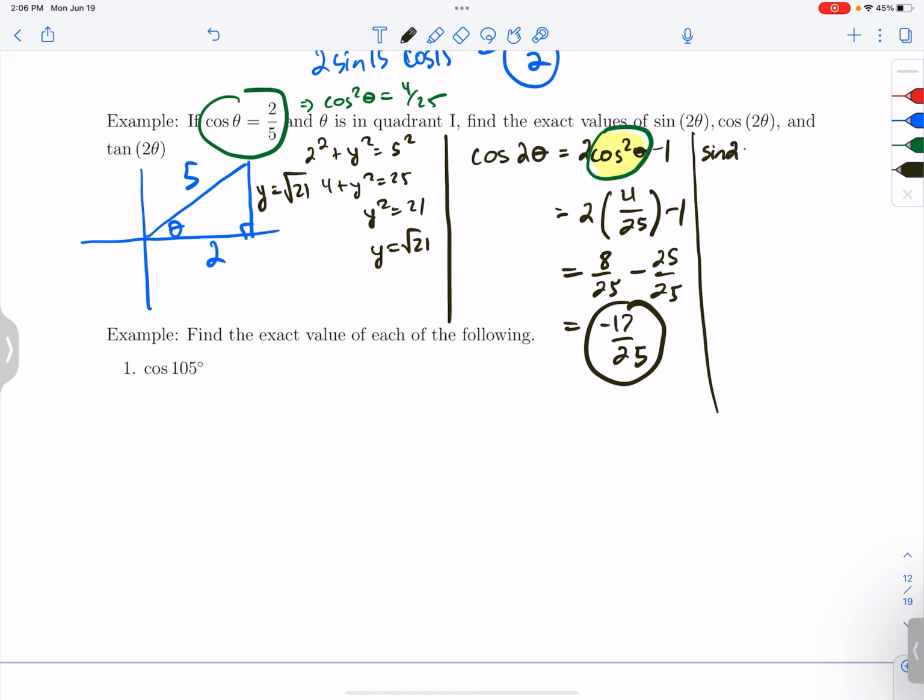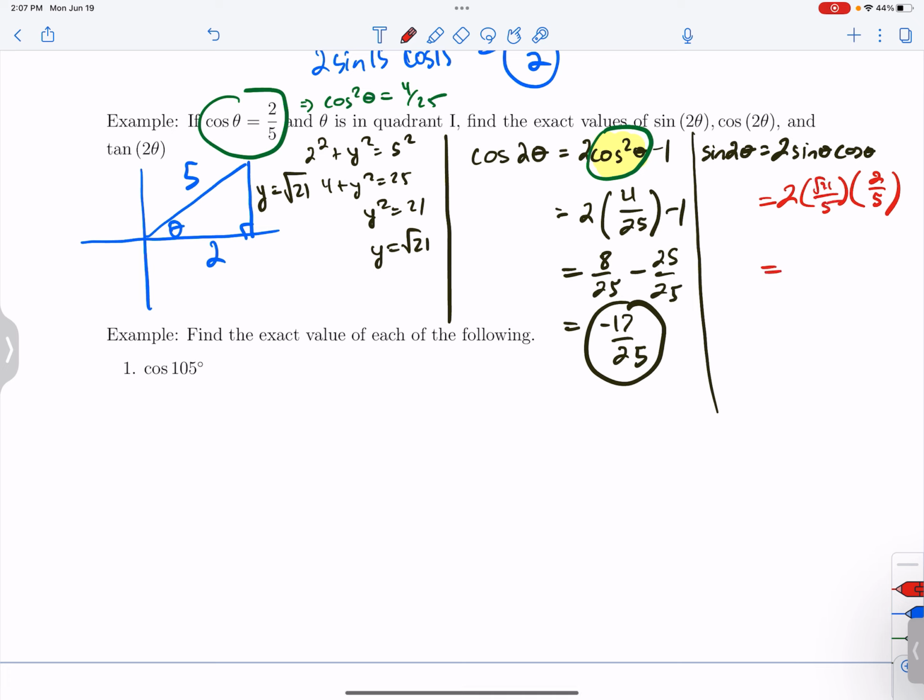The formula for sine of 2 theta is 2 sine theta cosine theta. And from the triangle, we already have cosine of theta. Cosine of theta was 2/5. Sine of theta is opposite over hypotenuse, so square root 21 over 5. Multiplying these out, I get 2 times root 21, so 4 square root 21 divided by 25, and that's sine 2 theta.